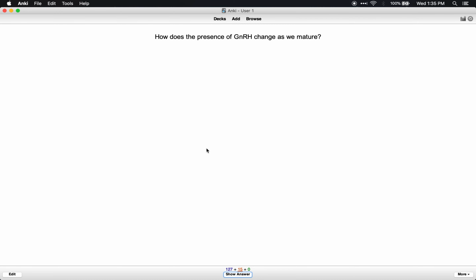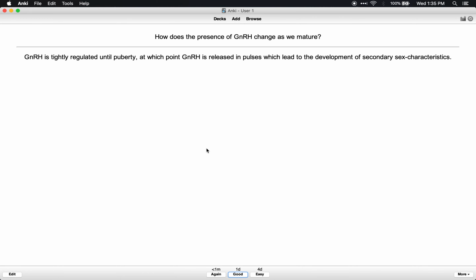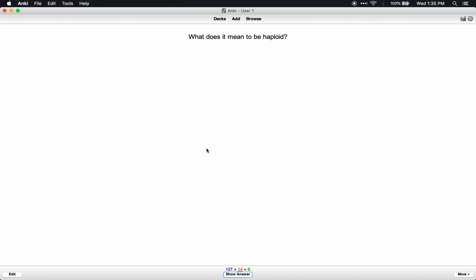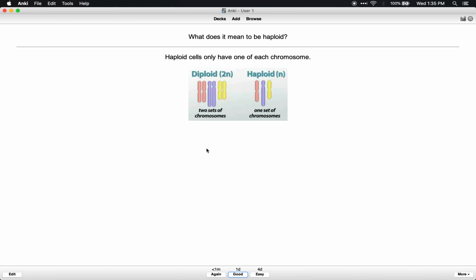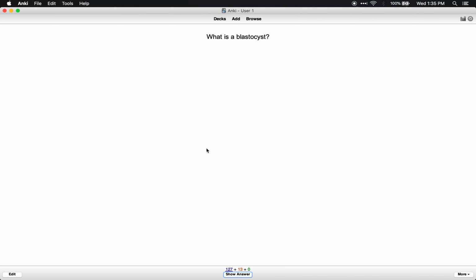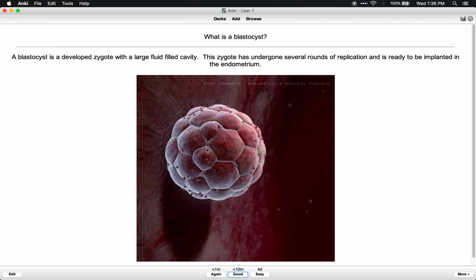GnRH is pretty constant throughout our entire lifetime until puberty, where it begins to be secreted in waves. Haploid means half the chromosomes, so 23N. What is the blastocyst? The blastocyst is the developed zygote with a large fluid-filled cavity, after having gone through several rounds of replication, ready to be implanted into the endometrium.